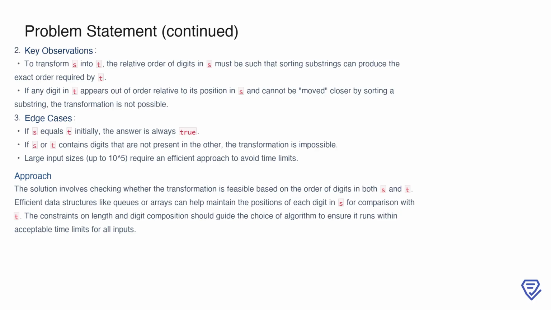Some edge cases to consider include when s equals t initially, which always results in true. If there are digits in one string that don't exist in the other, transformation is outright impossible. The large input size constraint also means the solution must be optimized. Using data structures like queues or arrays to track the positions of digits in s and compare them to t can help achieve this efficiency. An efficient algorithm will ensure the solution runs within acceptable time limits for all valid inputs.